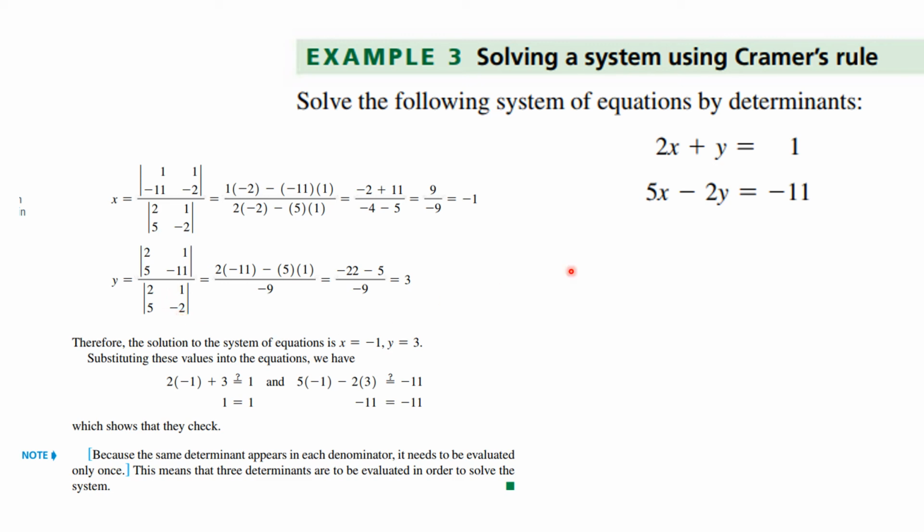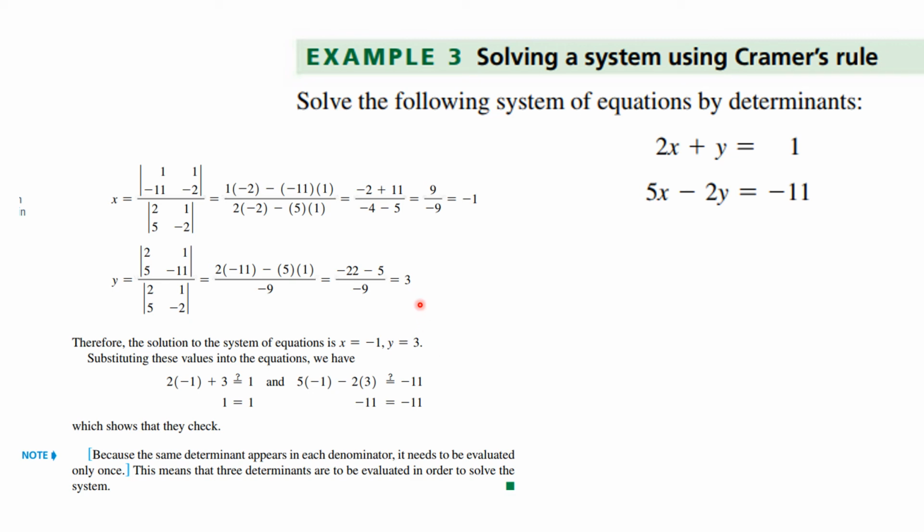Now my numerator, to solve for x, I'm going to take the constants, 1 and minus 11, and replace the x coefficients with those. And I'm going to evaluate the determinants. You should do this for practice, and you'll get -1. And to solve for y, you're going to take 1 and -11 and replace the y coefficients with 1 and -11. Calculate the determinants, and you'll get 3. So therefore, the solution is -1, 3.